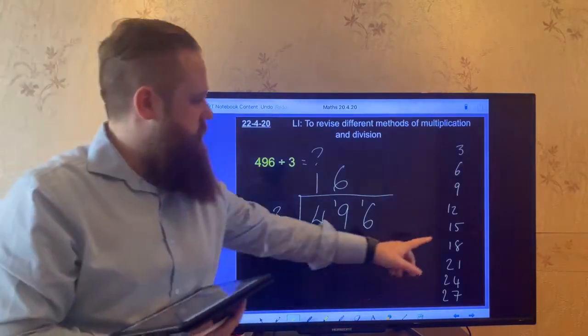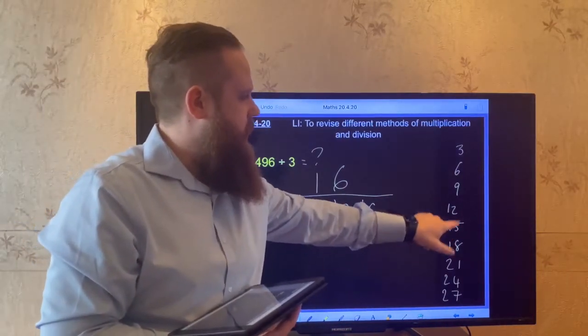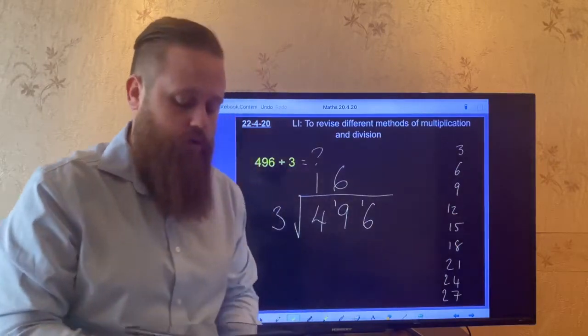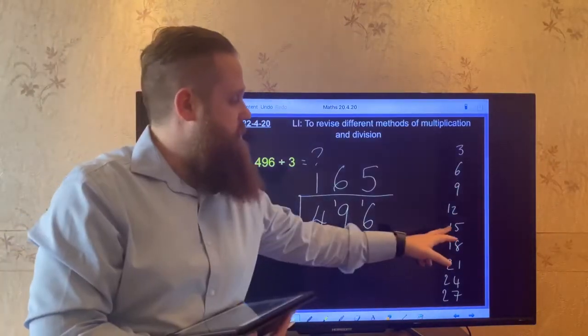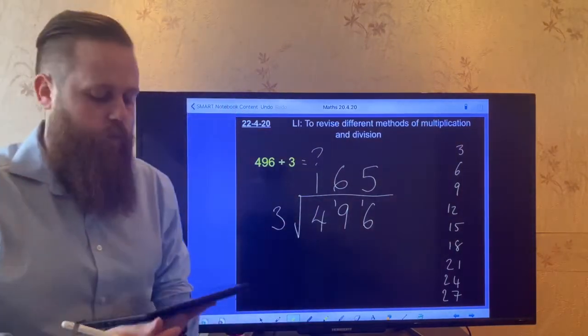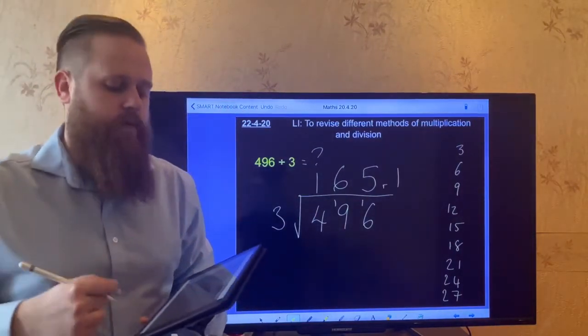Oh, 16. Well, 16 just goes here. And I know 1, 2, 3, 4, 5 is the closest one. So it's 5 with a remainder again, because I'm at 15. I've now got to get 16, which is a remainder of 1. So there we go. There's one answer.